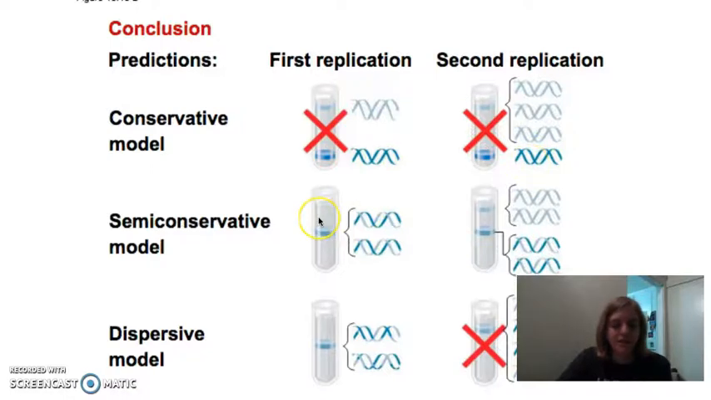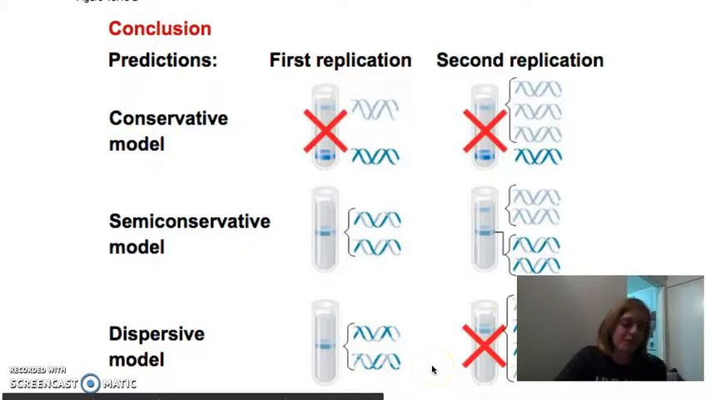With semi-conservative replication, they should have expected to see a partially heavy band in one, and that would be both of these. And then in this new one, they would see the partially heavy band and then the lighter band from the new DNA. And if it had been dispersive, they probably would have seen all kinds of stuff.